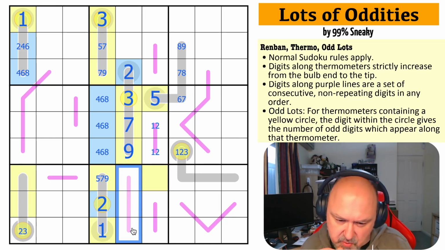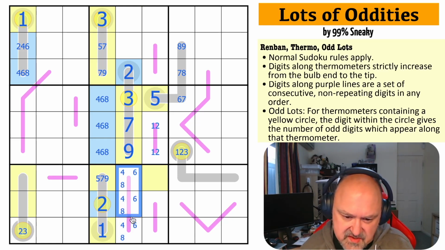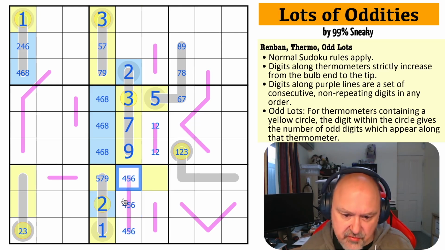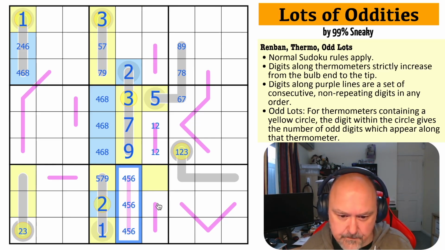So this has got 2 evens on it. So it's got 2 of 4, 6, 8 on it. So it's either 4, 5, 6 or 6, 7, 8. And it can't be 6, 7, 8. So there's no 8 on it. This is 4, 5, 6. Because I can't do 2, 3, 4. There's got to be 2 evens on it. This has to be 4, 5, 6. So there's no 5 there.